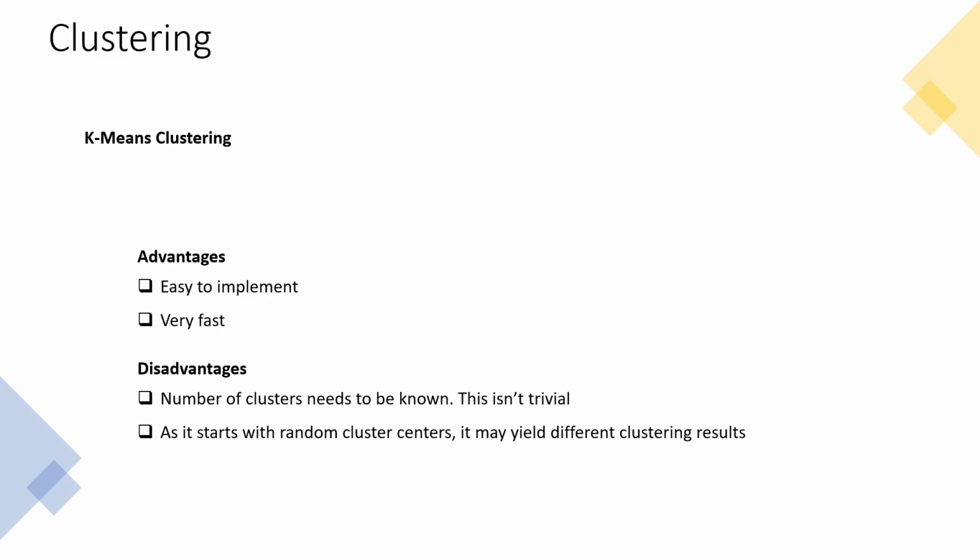As it starts with random cluster centers, it may yield different clustering results, and sometimes these clustering results may not be ideal, as we have seen in our example. We started with random class centers, then what we came up with was not the ideal cluster we were looking for. Then we repeated the procedure a couple of times, and then we came up with much better total variation.